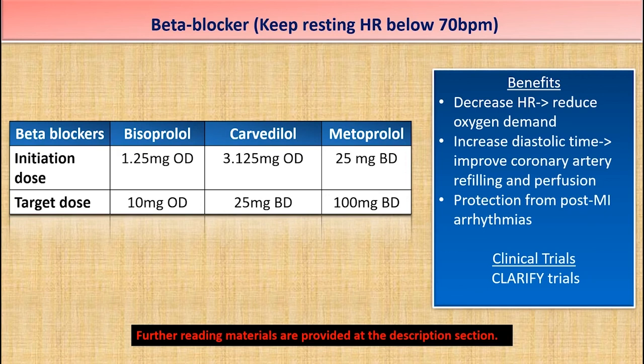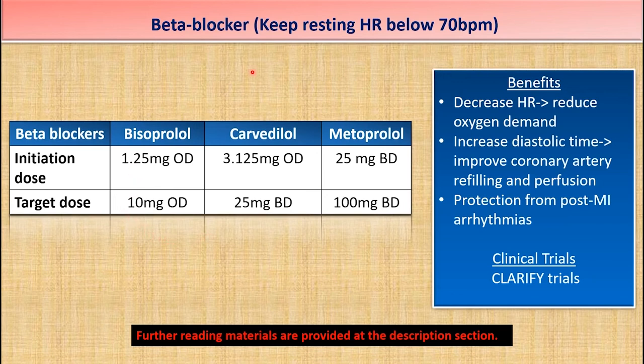I listed here the commonly used cardioselective beta blockers: bisoprolol, carvedilol, as well as metoprolol. So let's look at bisoprolol. The starting dose is 1.25 mg. Again, it depends on the patient's blood pressure. We keep in mind that the agents ACE inhibitor, ARB, and beta blocker all have BP lowering effects. If the patient cannot tolerate such an agent, then you may have to consider discontinuing or cutting down the dose. Okay, coming back, the target dose for bisoprolol is 10 mg OD.